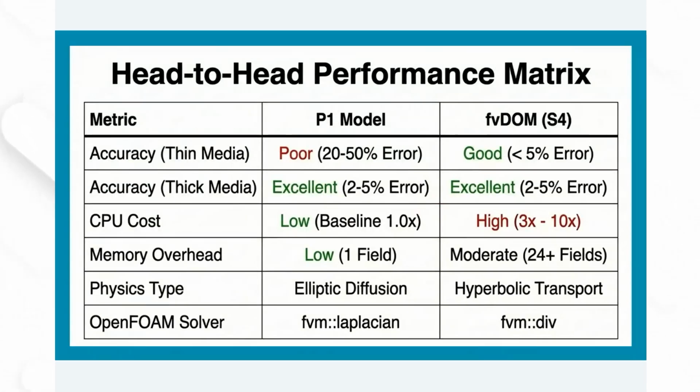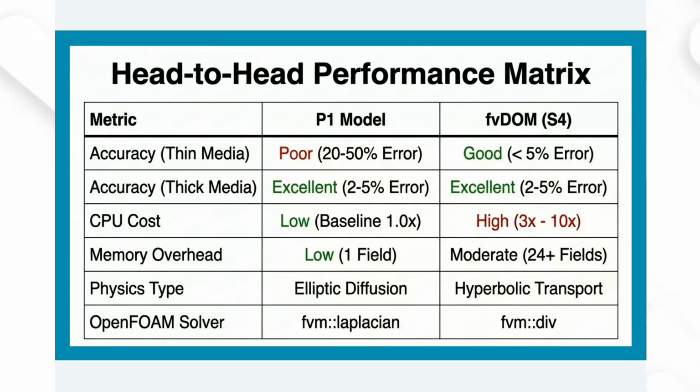So how do we compare apples to oranges here? Let's take a look at the first row, accuracy in thin media. This is essentially where most of the battle is going to be fought. P1 is marked poor because the error margin is quite huge, 20 to 50%. Because it forces beams to behave like a diffusing gas, it fundamentally fails to capture the physics of transparent media, whereas FVDOM is quite good with error less than 5%. It tracks the rays correctly. It has accuracy in clear air. If this is your goal, then P1 is simply not your option.